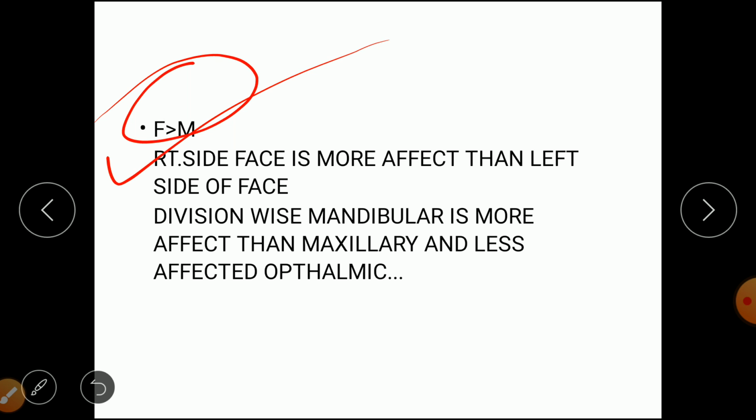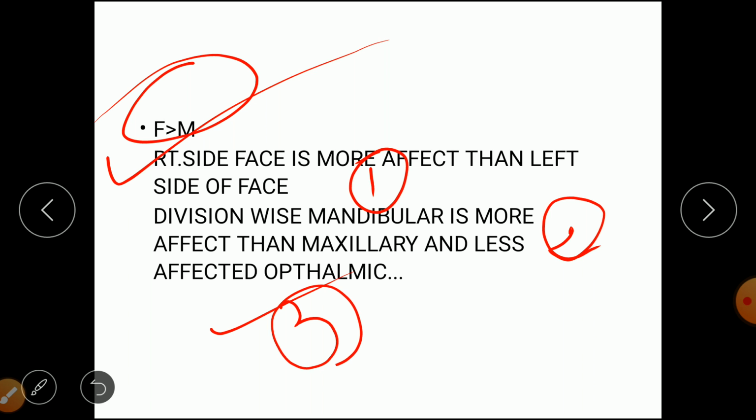Division wise, the mandibular is more affected than the maxillary, and the least affected branch is the ophthalmic. So first is mandibular, second is maxillary and third is ophthalmic. Mandibular is the third division, maxillary is the second division and ophthalmic is the first division. So the most affected division is the third division, the mandibular division.